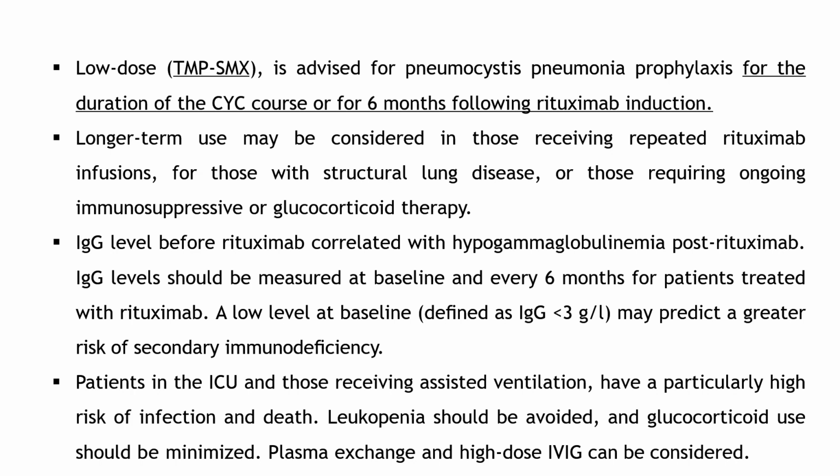Immunoglobulin level before rituximab should be checked, because if this level is low before rituximab, this patient could develop hypogammaglobulinemia. And a low level at baseline may predict a greater risk of secondary immune deficiency. And patients in the ICU who are receiving mechanical ventilation have a high risk of infection and death. So you should avoid leukopenia in these patients. And sometimes you can use plasma exchange and high-dose IVIG.